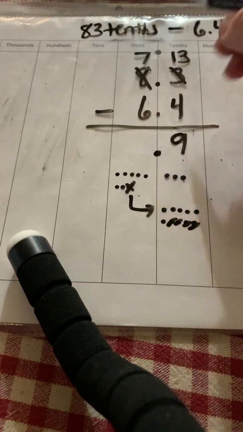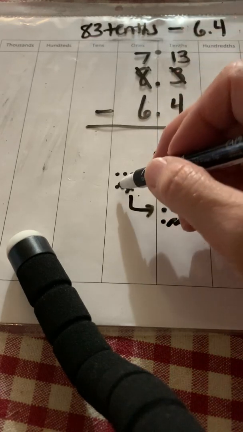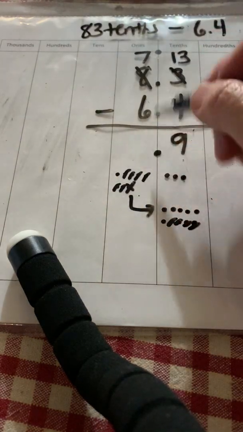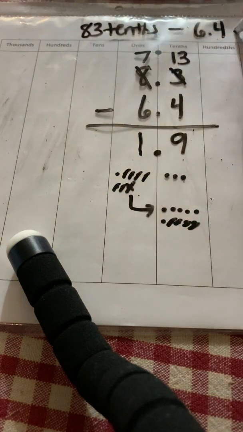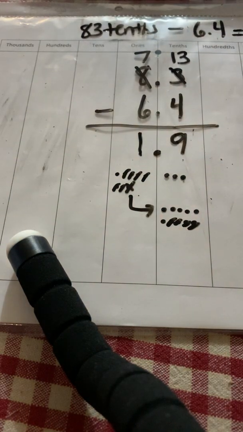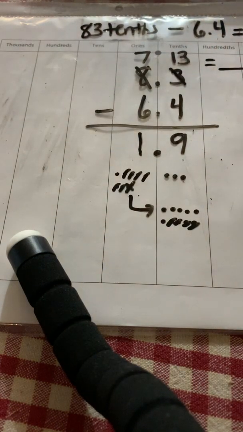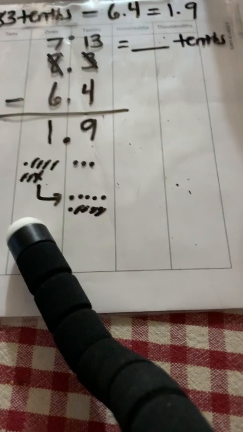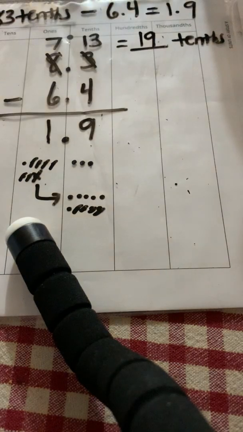I bring down my decimal. 7 ones take away 6 ones. 1, 2, 3, 4, 5, 6. That leaves me with 1 one. This answer is 1 and 9 tenths, or I could say this answer is how many tenths? That's right, 19 tenths would be my answer.